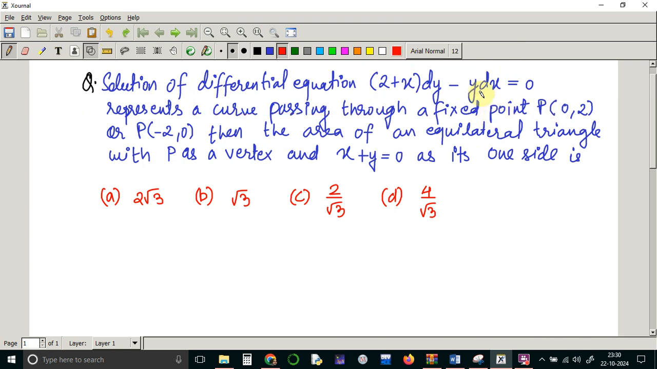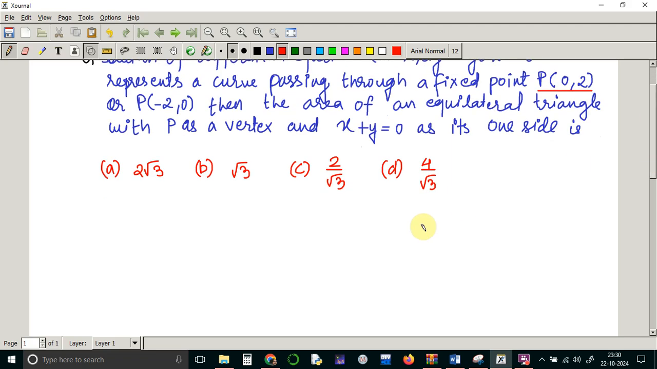So there are two fixed points. The first fixed point is (0, 2) and the other is (-2, 0). We have to find the area of the equilateral triangle having either this as one of its vertices, or this as its vertex, and having one side with this equation. So this is a straight line and this forms one side of that equilateral triangle.